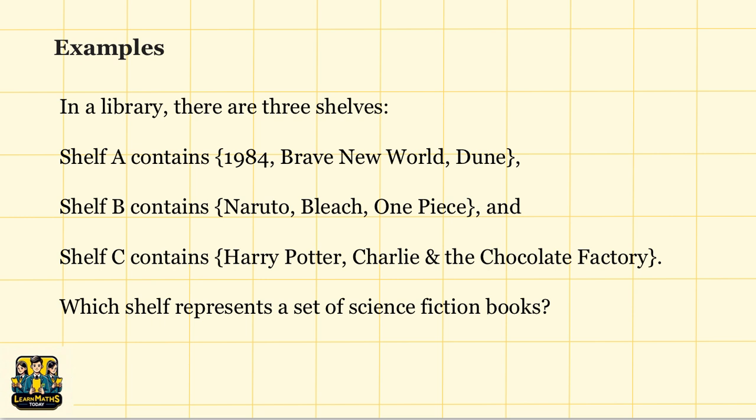Now let's look at the first example. In the library, there are shelf A, shelf B, and shelf C. Which shelf represents a set of science fiction books? Well, the answer is easy. It is shelf A.